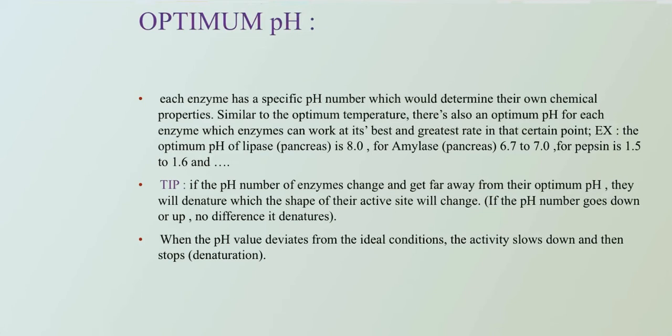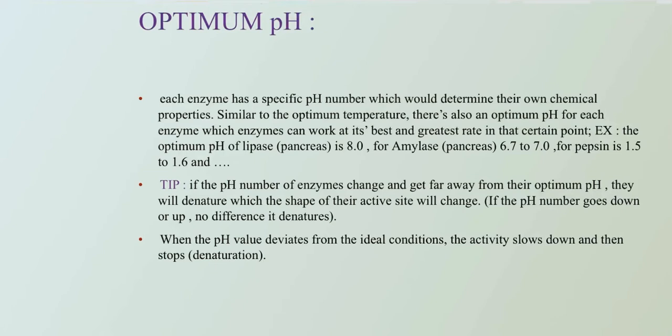For example, the optimum pH of lipase, produced in the pancreatic juice of the pancreas, is 8. For amylase, also produced in the pancreatic juice, it is 6.7 to 7. And for pepsin, which is in the stomach, it is 1.5 to 1.6. What this means is that it's really acidic.